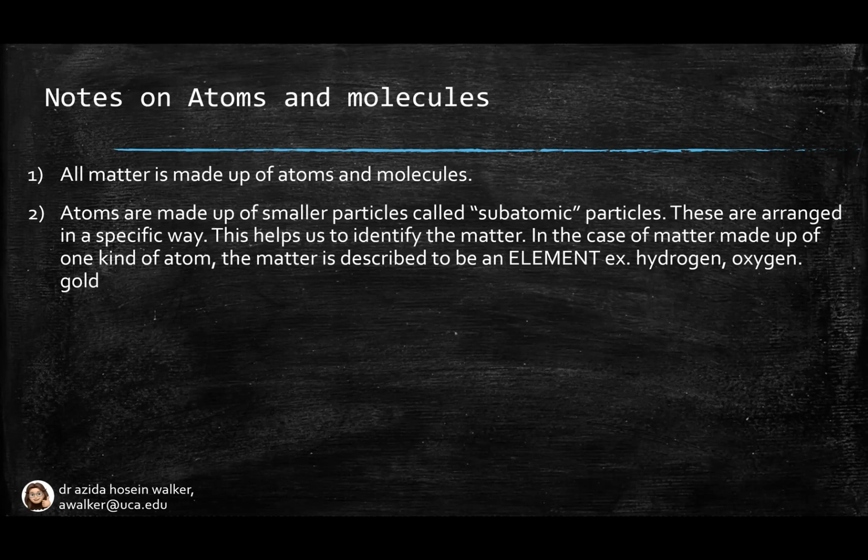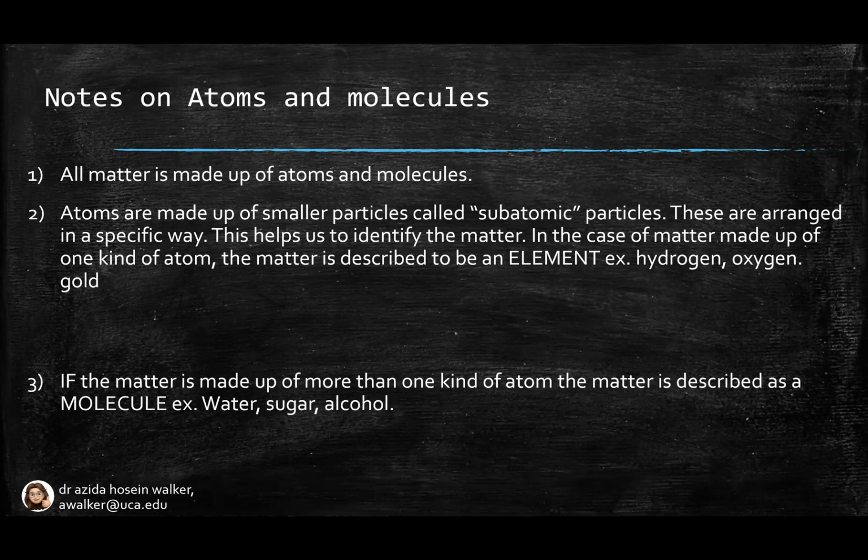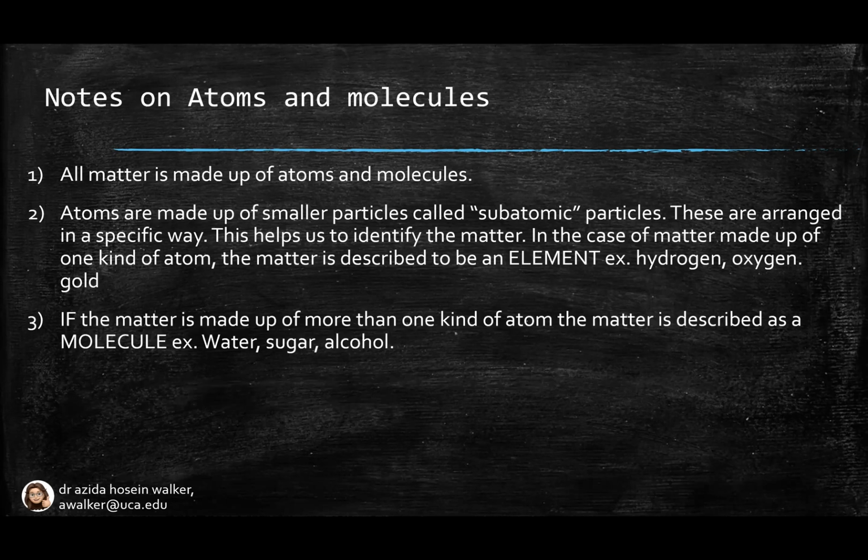In the case of matter made up of one kind of atom, the matter is described to be an element. Examples of element include hydrogen, oxygen, and gold. If matter is made up of more than one kind of atom, then the matter is described as a molecule. Examples of that include water, sugar, and alcohol.